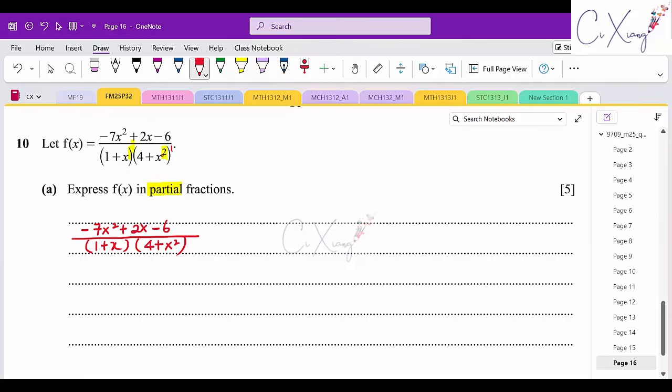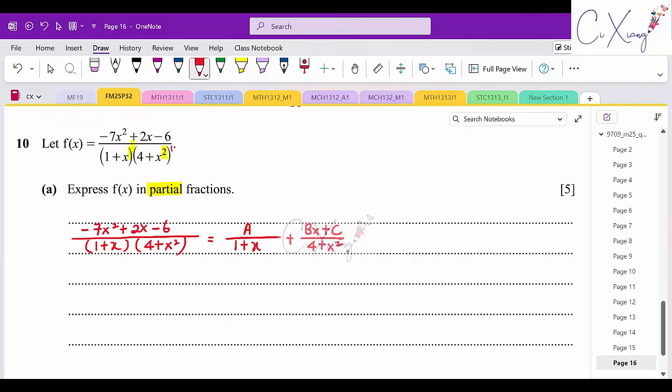Therefore, when I want to separate the partial fraction, I will have A over 1 plus x, then plus, this one is 4 plus x squared. Because for 4 plus x squared, the degree is 2 at the denominator, the numerator should be 1 degree lower, which is Bx plus C. This is the very first step that you need to write out and show in your solution. How are you going to split it into partial fractions? Now our target is to find out the values for A, B, and C.